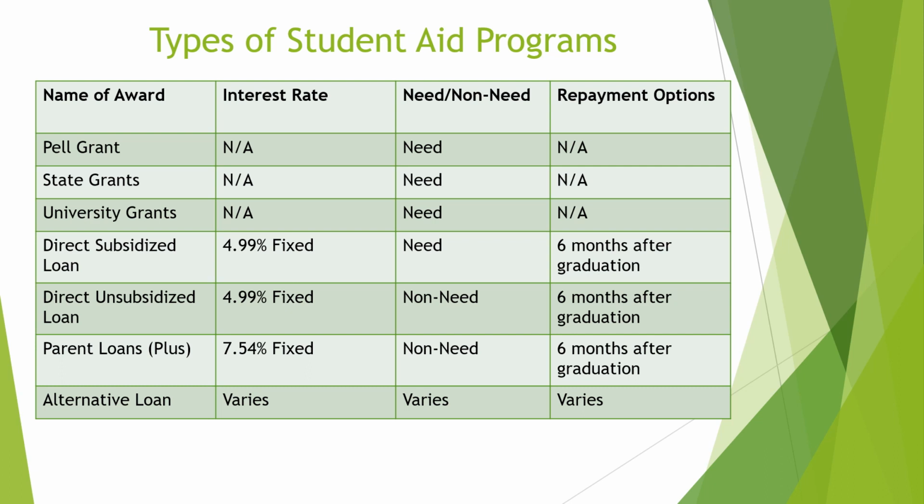However, unsubsidized loans are growing during the time that you are enrolled at an institution. So the interest is not paid by the government, and the interest will grow as you continue on. Parent loans are fixed rate. Of course, the parent loans are offered to parents. There is no need base for that as well, and there's a 6 month after graduation repayment period. And there are other types of loans, alternative loans, where you can apply for private loans. They all vary. They all have their different criteria.